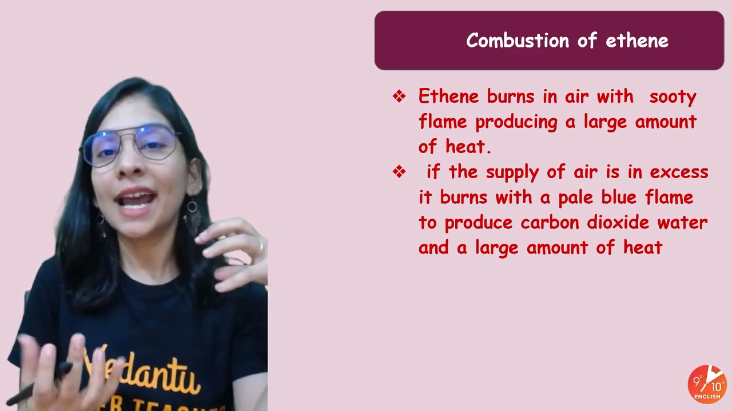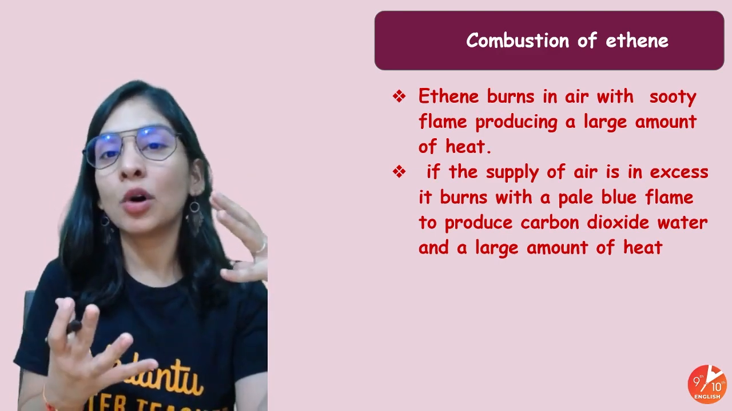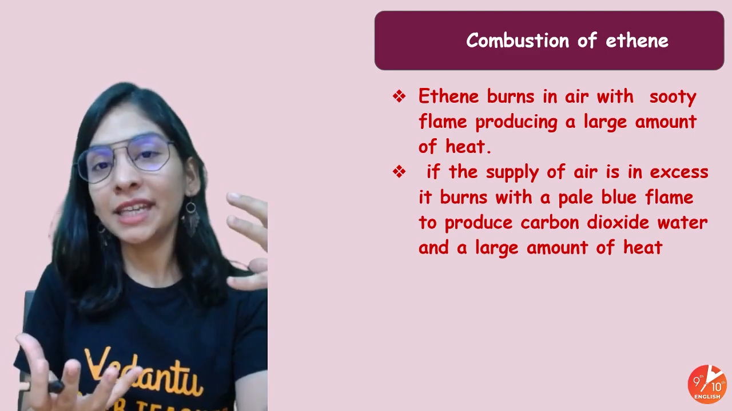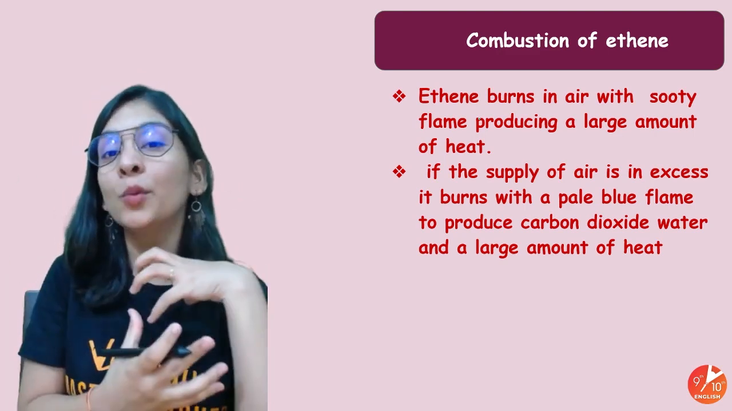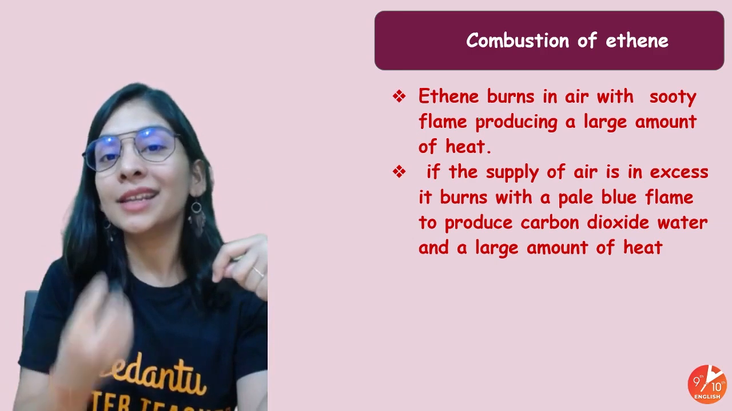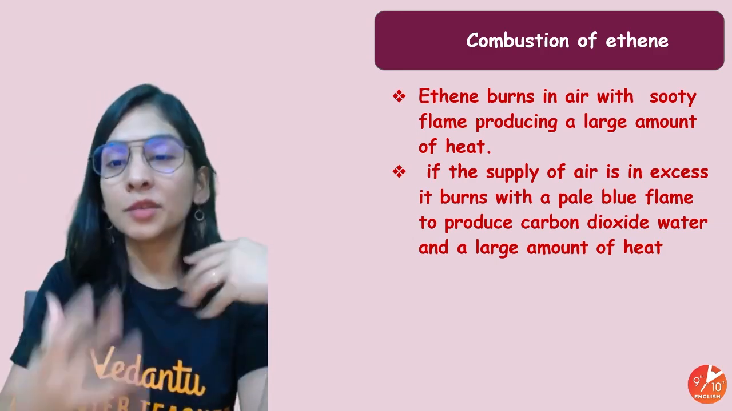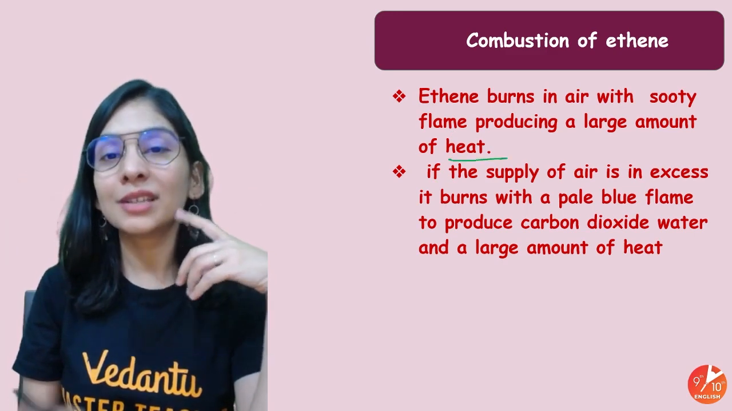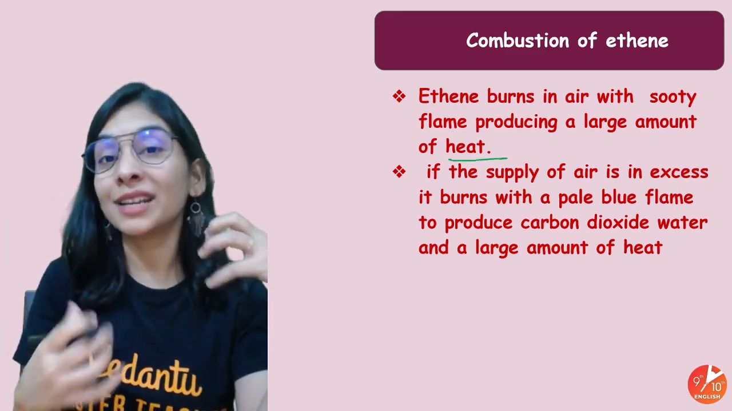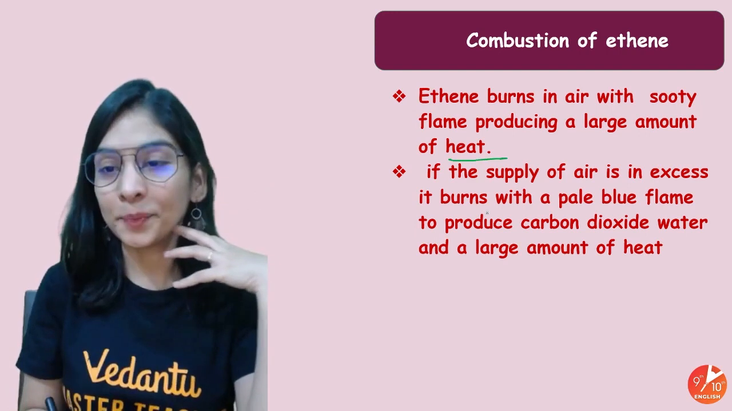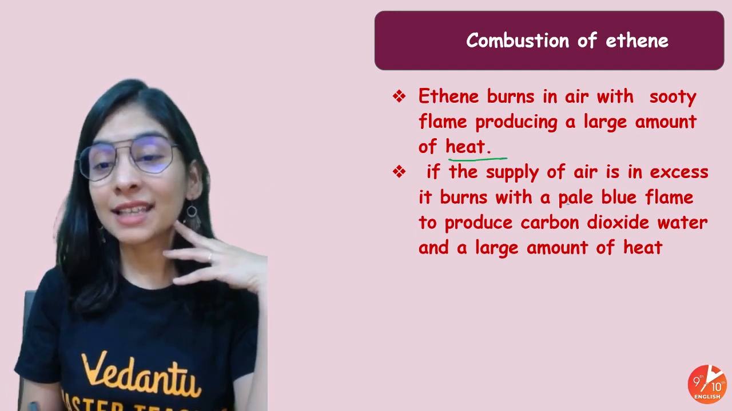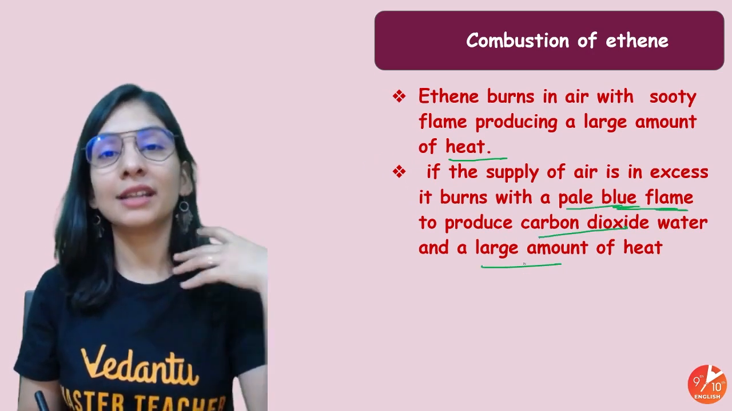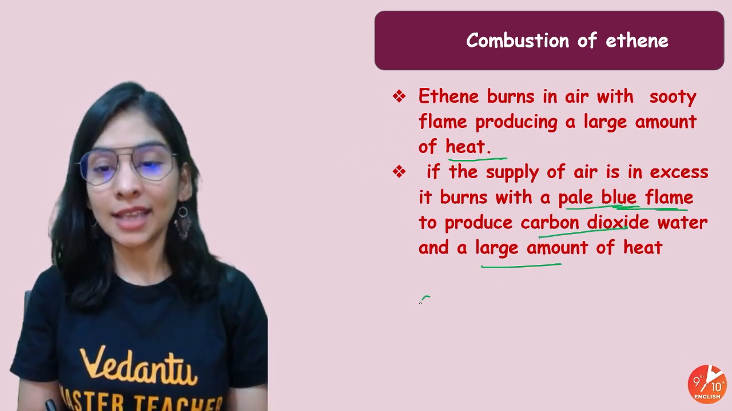Ethene and ethyne are unsaturated hydrocarbons which always burn with a sooty flame. Means their carbon content is very high. When you try to burn it, all of the carbon won't be able to burn, and some of the carbon in unburned form will give you soot particles. So it burns in air with a sooty flame, producing a large amount of heat, but not a clean flame. If the supply of air is in excess, it burns with a pale blue flame to produce CO2, water, and a large amount of heat. That's what happens.